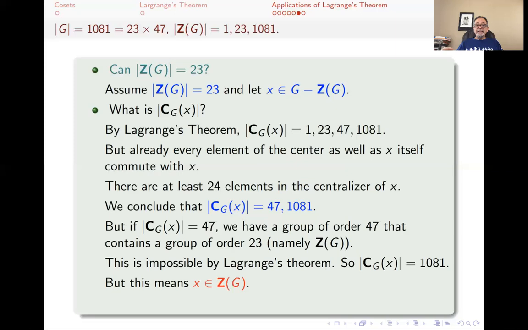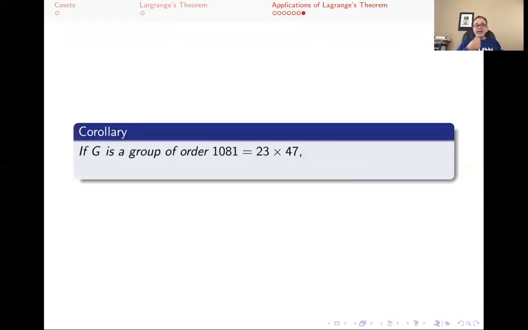But that means that X is in the center again, and that's again a contradiction, and so the size of the center cannot be 23. So putting that all together, what did we prove?